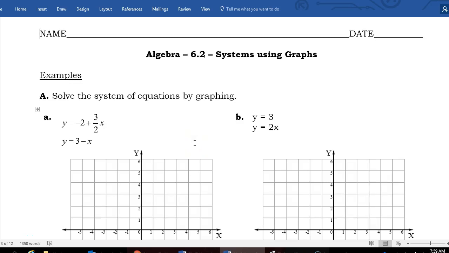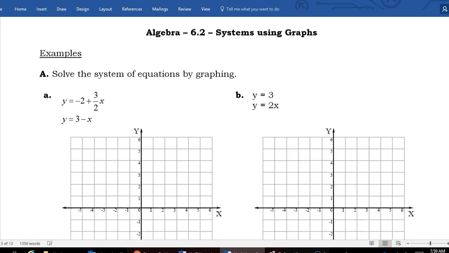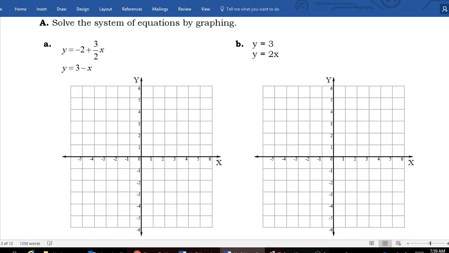This is Algebra Lesson 6.2, Systems Using Graphs. The first example says, solve the system of equations by graphing. It's giving me two equations in slope-intercept form. If we recall, we did that last lesson, and we've done that in the past too. Slope-intercept form, sometimes we say y equals mx plus b.